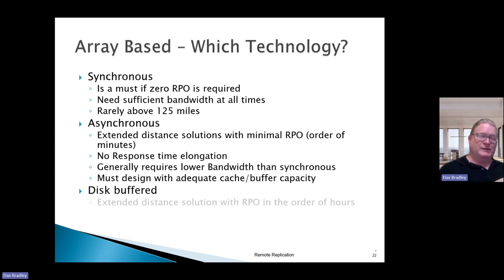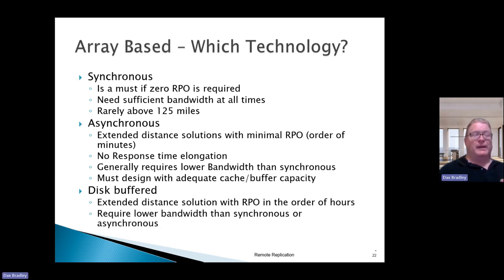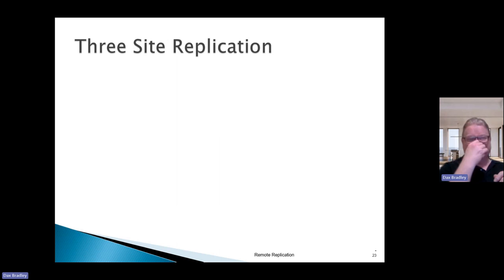For disk buffered technology, it is an extended distance solution offered with RPO in the order of hours, and it requires lower bandwidth than both synchronous and asynchronous. So there's not one perfect catch-all solution. Your organization might be one that benefits from more than one of these. It just depends on the needs and the actual requirements for that organization.